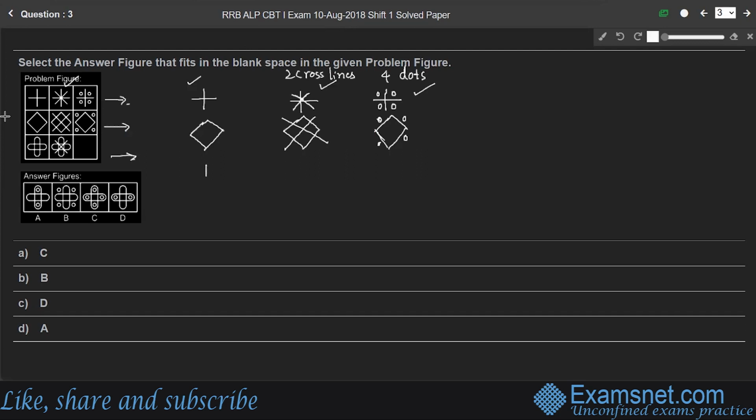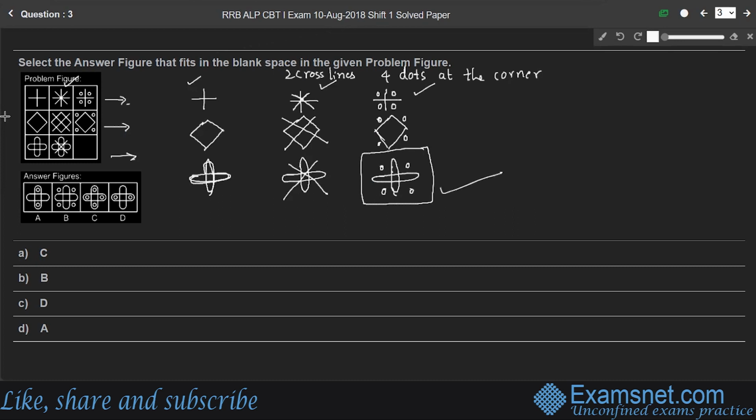So third row should have the common part like this, right? So the first figure will be the common part in each figure like this. Whereas in the third figure also we have a common part like this. And to the second figure, we have to add 2 cross lines. To the third figure, we have to add 4 dots at the corner, right? 4 dots at the corner. Therefore, the third figure of the third row should be like this, right?